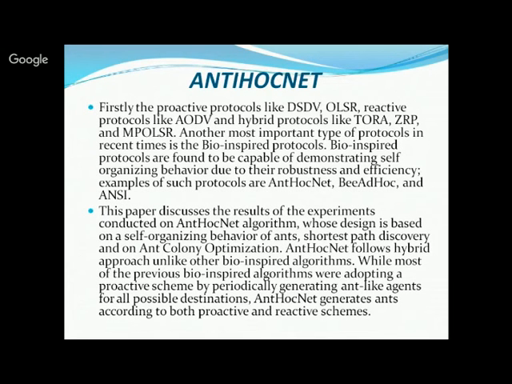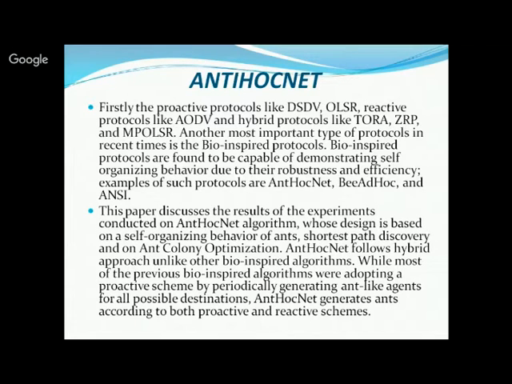Another very interesting topic that is going on is the ad hoc network, and you must be knowing about ad hoc network protocols. Previously we had proactive protocols and reactive protocols. DSDV and OLSR were the proactive protocols, reactive protocols are like AODV, and hybrid protocols like TORA and ZRP. These are all the different types of protocols.